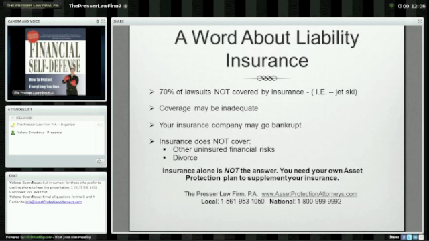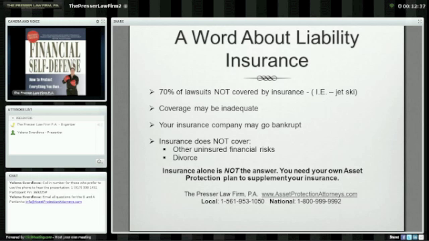My father used to say that the big print giveth, the small print taketh away. And anybody with an insurance policy knows there's probably about a half a page of what's covered and about 65 pages of exclusions. So we think it's great, but about 70% of lawsuits are not covered by insurance. Also, your coverage may be inadequate. What happens if you have $300,000 of coverage on your car and you're sued for $1 million? You have to come out of pocket personally for that other $700,000.